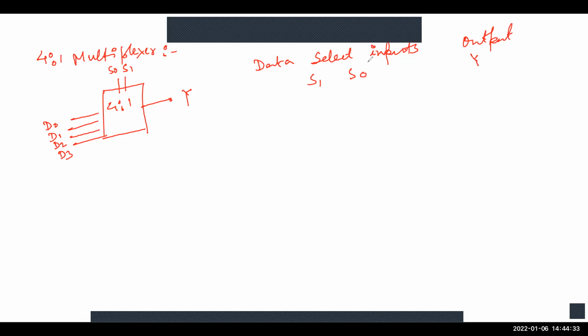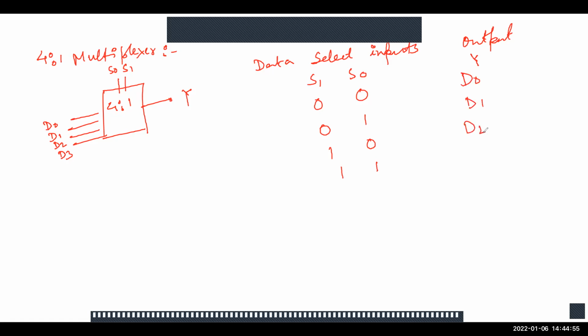So for the case of 2 select lines, we will get 4 combinations, that is 00, 01, 10, and 11. These are the 4 combinations. Now correspondingly the output is D0, D1, D2, and D3. Okay, so this is the truth table for the 4:1 multiplexer. Now the data output is Y.